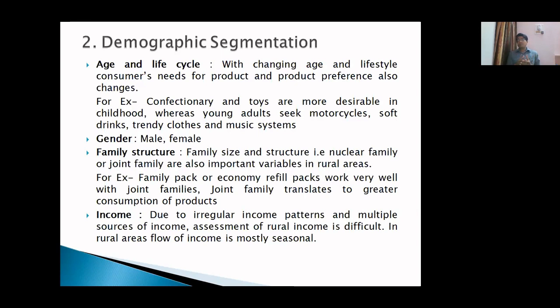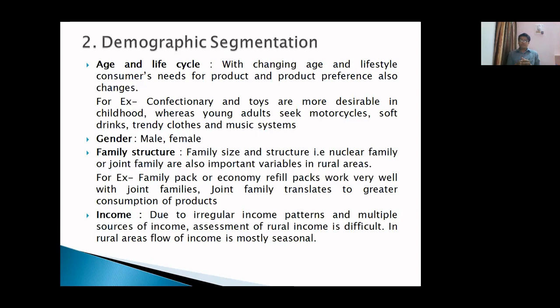Larger families, joint families will be consuming more of the product. That is why they will be having the family pack, large pack, or economy pack. Nuclear family will have comparatively less requirement. They will be consuming less of this product according to their family size, and thus they will be preferring small size product, small packs.